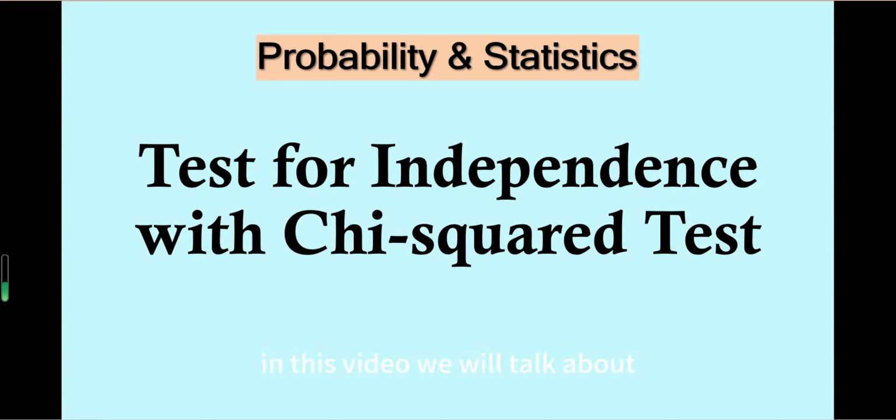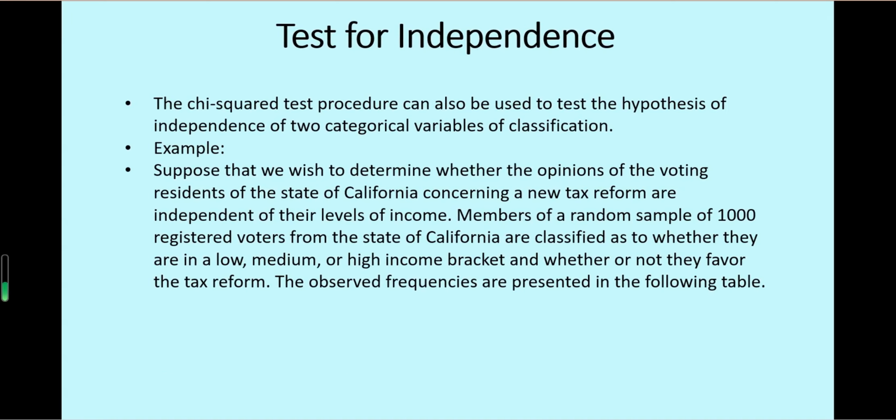In this video, we will talk about tests for independence using chi-squared test. So we know sometimes we want to test the independence of two categorical variables, and in this case we can use chi-squared test. This is also a special case of the goodness of fit test. So we show an example.